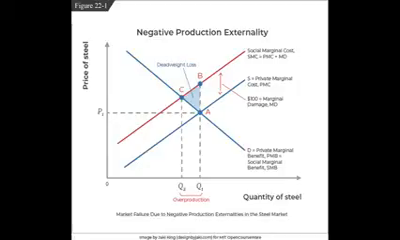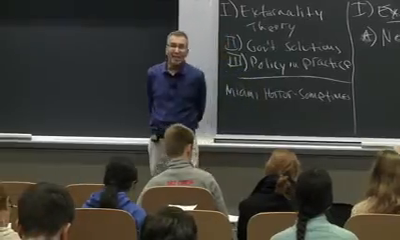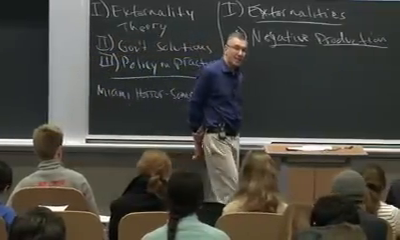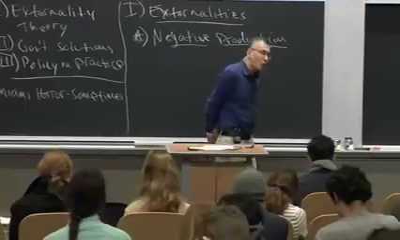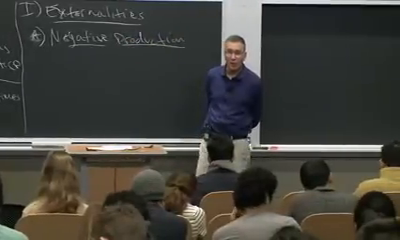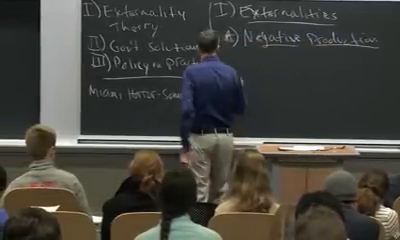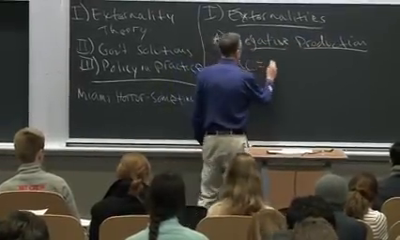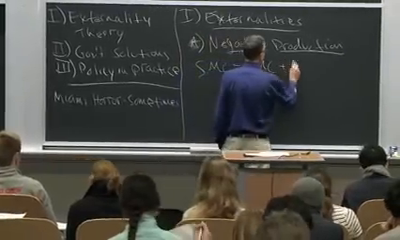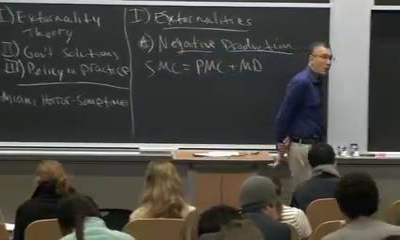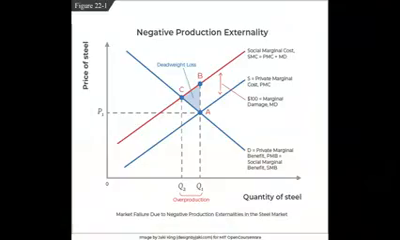But the social marginal cost adds the damage they're doing to the fishermen. That is, society encompasses all the actors in society. It encompasses both the steel plant and the fishermen. So the marginal cost to society is the cost of producing the steel plus the marginal damage being done to the fishermen. So social marginal cost equals private marginal cost plus marginal damage. Social marginal cost equals private marginal cost plus the marginal damage. And we see that as the red line.